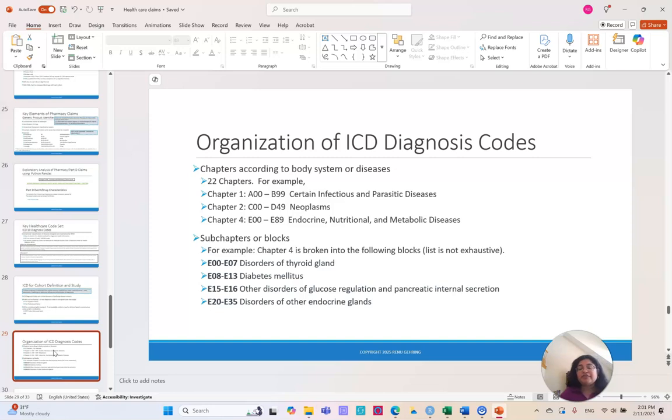Chapters can then be further broken down into subchapters or blocks. For example, chapter 4 can be broken down into the following list, and it's not exhaustive: diseases of the thyroid gland, diabetes mellitus, forgive me if I'm saying this wrong, and so on. E08 to E13 is diabetes.